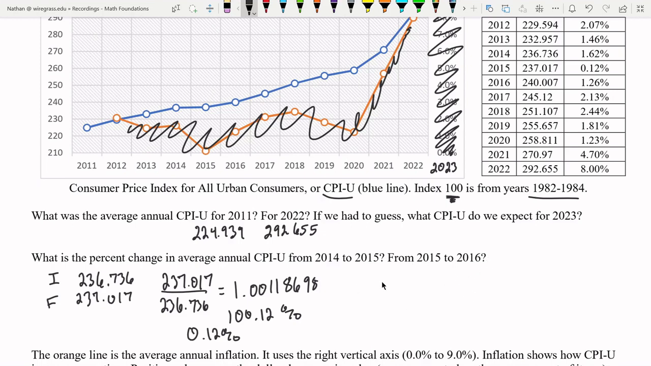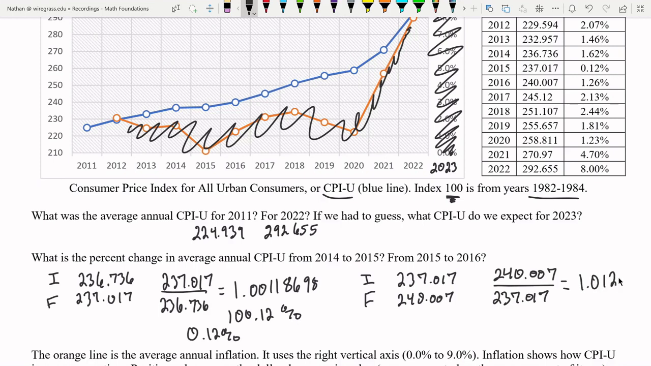From 2015 to 2016, our initial amount is going to be from 2015. That's going to be 237.017. And our final amount is 2016, 240.007. Okay, final minus initial, 240.007 divided, or final divided by initial. I'm getting 1.01262. I'll just round to there. And then that as a percentage is going to be 101.26, rounded to 2 places. And so we can see that this is a percentage increase by 1.26%, because that's what's above 100%. It's a percentage increase.